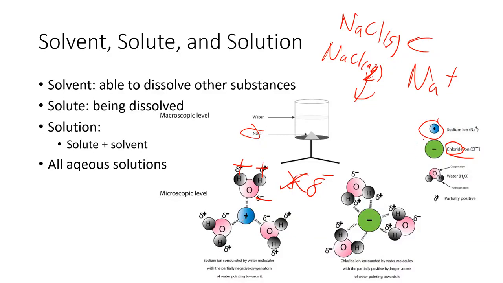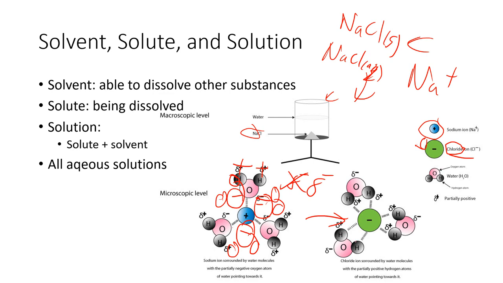Now it is attracted to chloride when it's outside of the water, but when it enters the water, what actually happens is the negative parts of the water molecule, so the oxygen side, becomes attracted to the positive sodium ion. And what happens is the water molecule surrounds the sodium ion, and so it splits the sodium ion from its chloride ion.